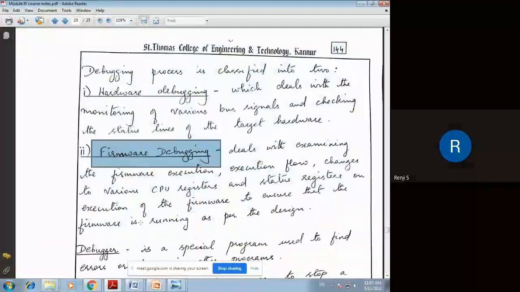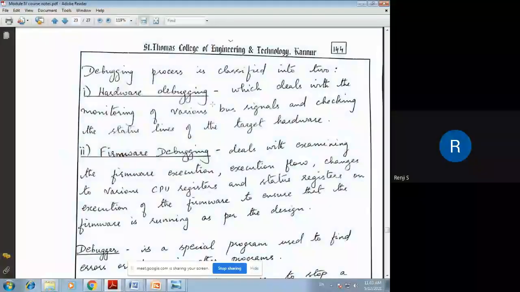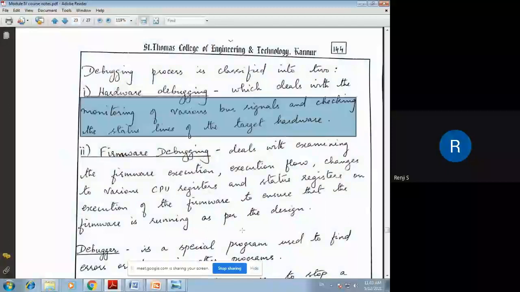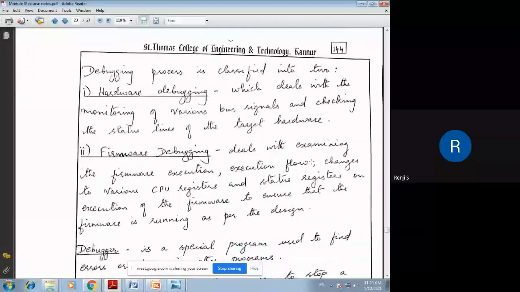Now what is hardware debugging? We said earlier, the third point, that is monitoring the various bus signals and checking the status lines of the target hardware. That is called hardware debugging. This third point, checking the signals from various buses, comes under hardware debugging. It deals with monitoring the various buses, that is, it checks whether all hardware units are working properly by checking the signals from these devices. That is called hardware debugging.